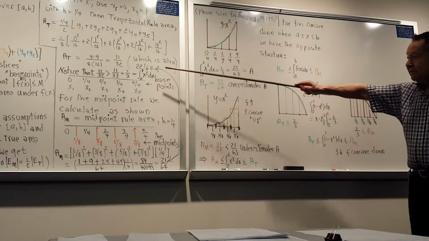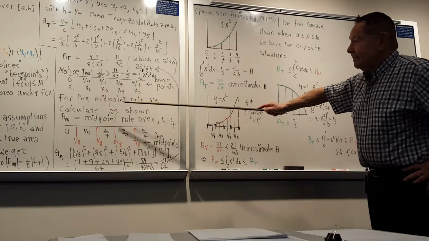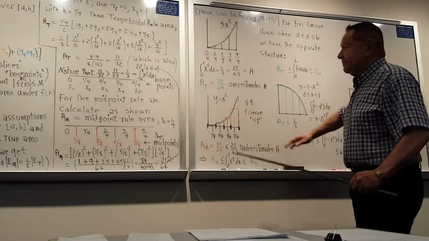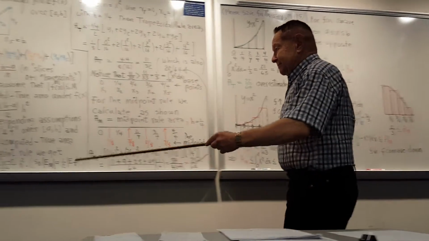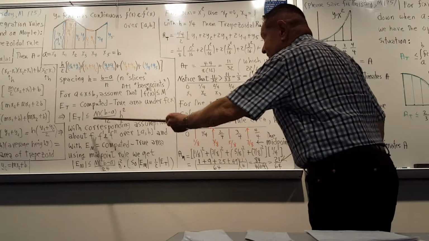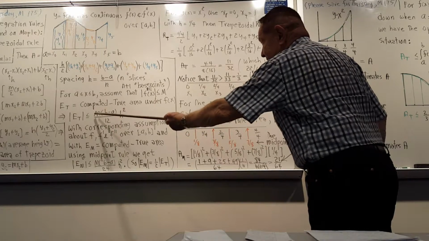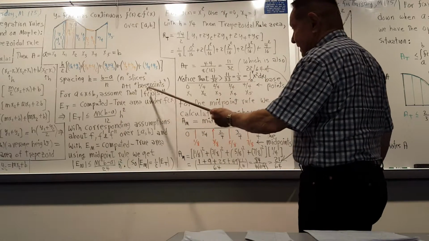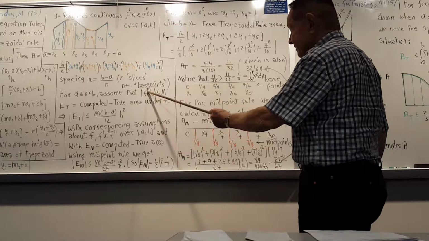Your trapezoidal rule, back to it, the error, wherever I had that, you see it depends on the maximum value that your second derivative can take.